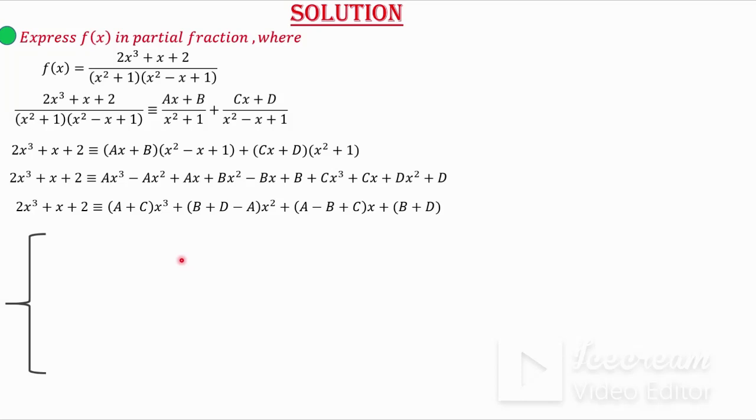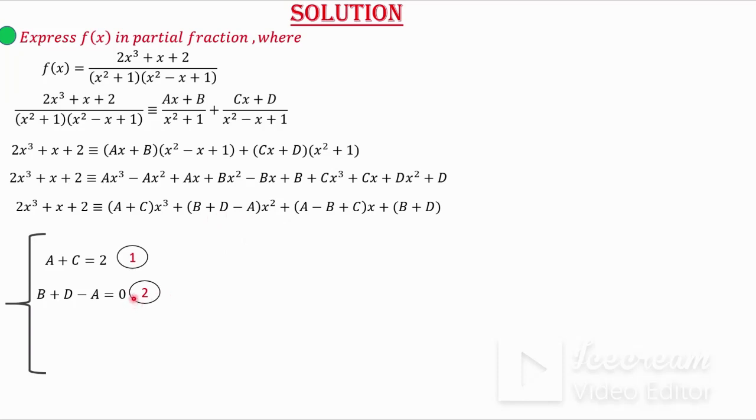Here we can clearly equate coefficients. On the left hand side, the coefficient of x cubed is 2, and on the right hand side the coefficient of x cubed is a plus c, from which we write our first equation: a plus c equals 2. We do the same thing for x squared. Since on the left hand side we don't have x squared, the coefficient of x squared is 0, from which we come up with our second equation: b plus d minus a equals 0.